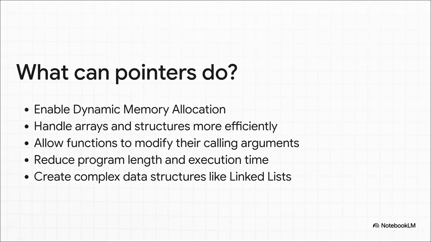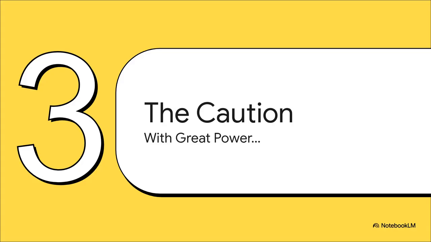They are the key, for example, to what's called dynamic memory allocation, which lets your program create space for new data while it's running. And crucially, they let one part of your code, like a function, reach out and directly change a variable that lives somewhere else entirely. This kind of efficiency is why they are the building blocks for just about everything, from simple arrays to really complex data structures like linked lists. But, and this is a big but, this is where we get to that famous warning: with great power comes great responsibility. The reason pointers have this scary reputation is because when they go wrong, they can go spectacularly wrong.